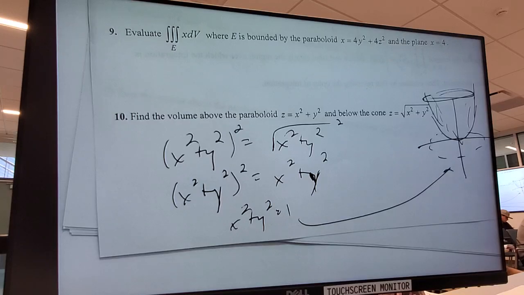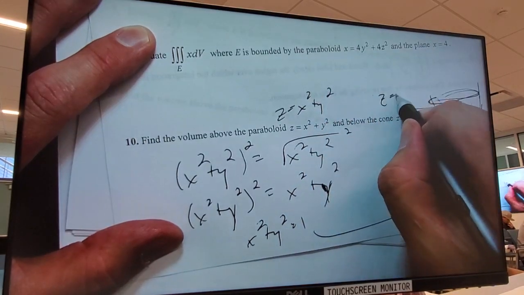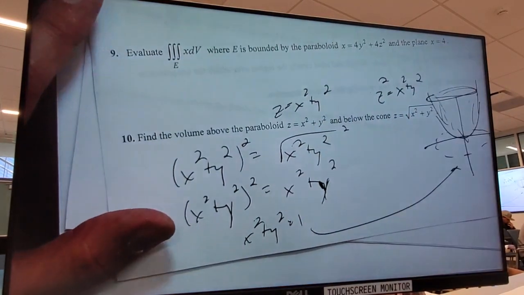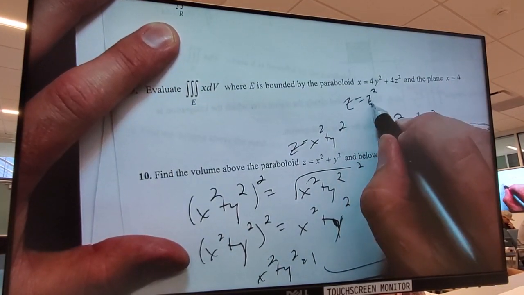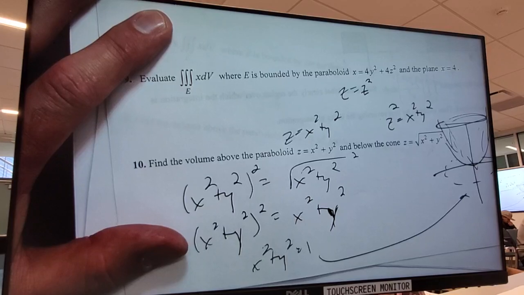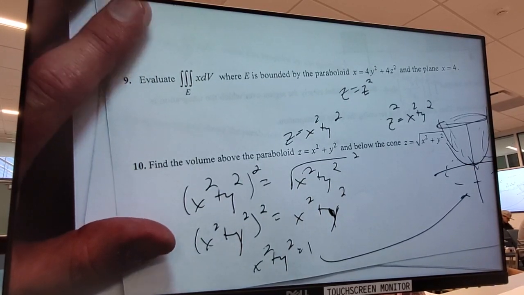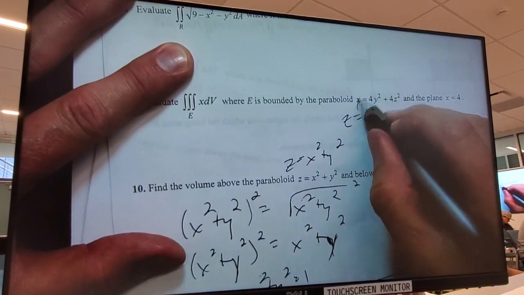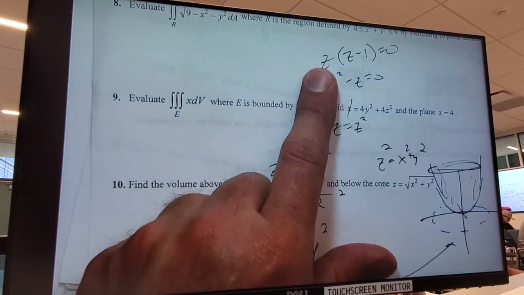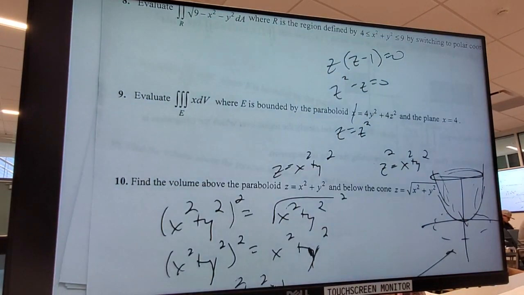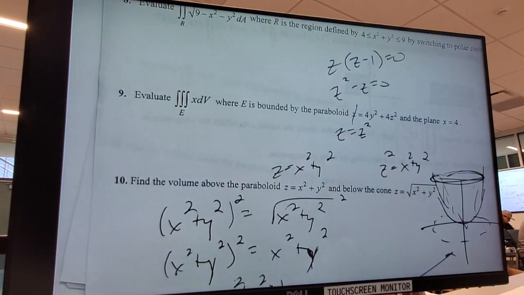So what's interesting is, here's another way to think about this. Isn't this z equals x squared plus y squared, and this is z squared equals x squared plus y squared? So if I set these two equal to each other, z equals z squared. This won't always work this nicely, but for this specific problem, if I just subtract z, I can factor, and I get z equals 0, which is not the one I want. That's where they meet at the base. Or z equals 1, which is where they meet at the top. That's the one I want.